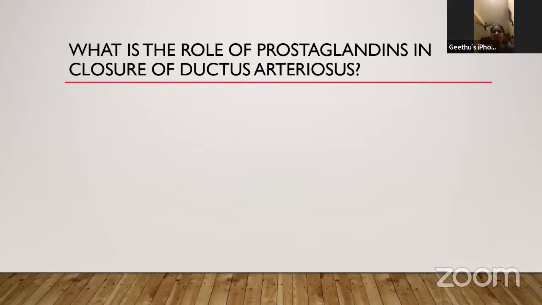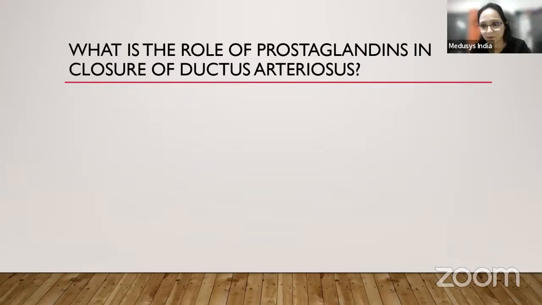Prostaglandins, PGE2 and PGI2, keep the ductus arteriosus open. So we use these prostaglandins for duct-dependent circulation to keep the ductus arteriosus open. The duct-dependent circulation conditions, for example, are transposition of great arteries and pulmonary atresia or stenosis in the ductal circulation.